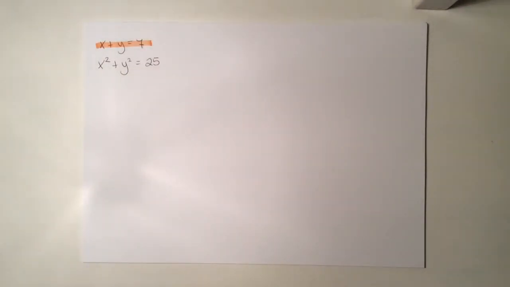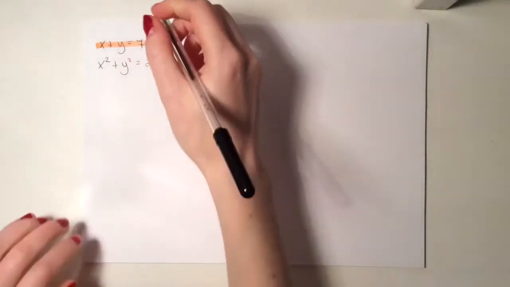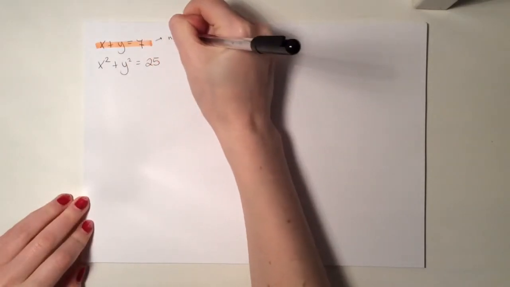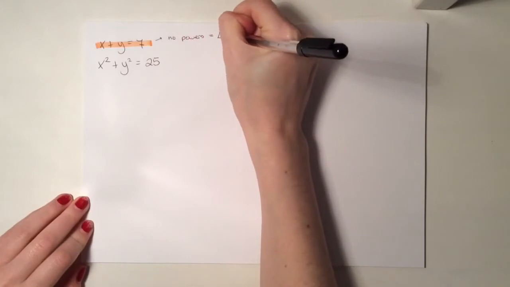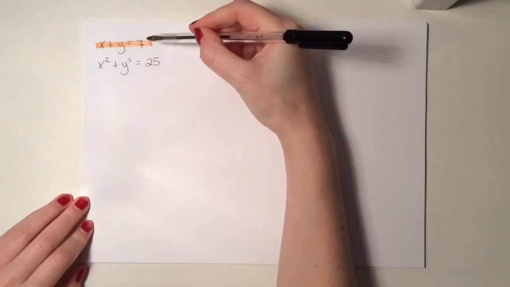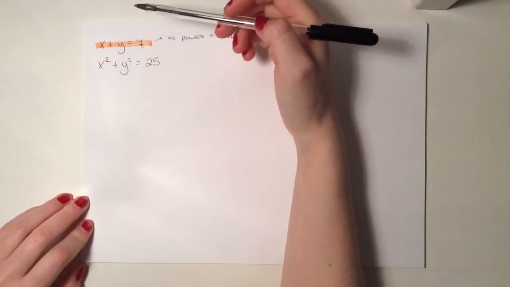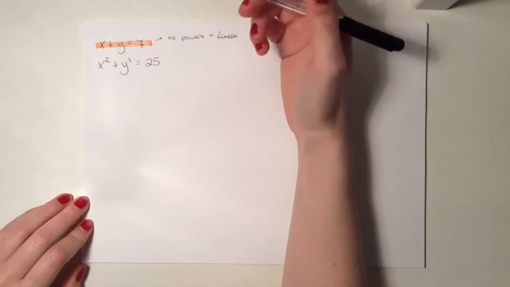How do I know that's linear? Because there is no powers. So, no powers equals linear. So that is a linear equation. That means if you were to plot it on a diagram, it would make a straight line.